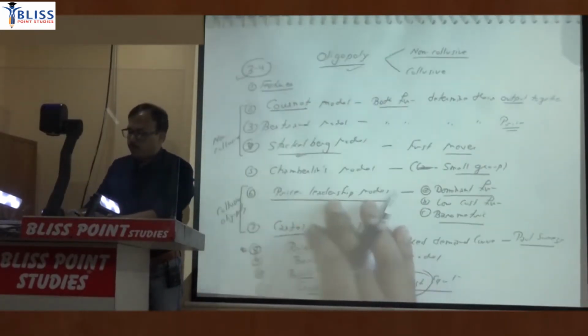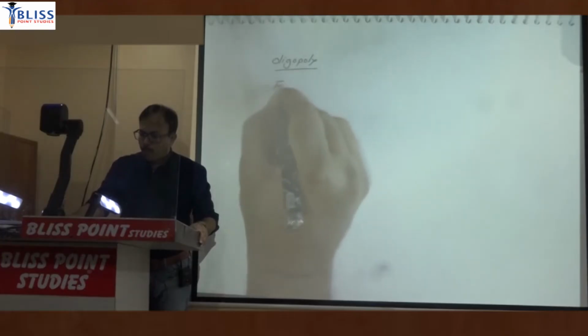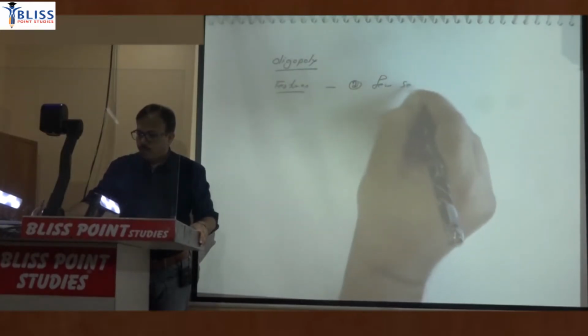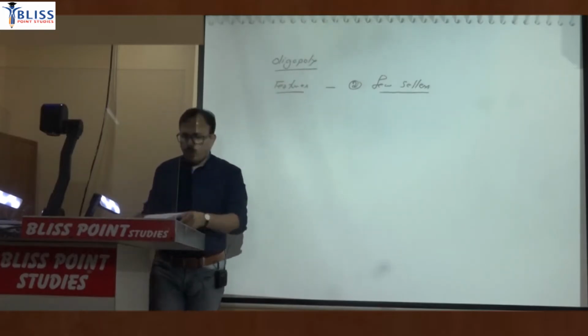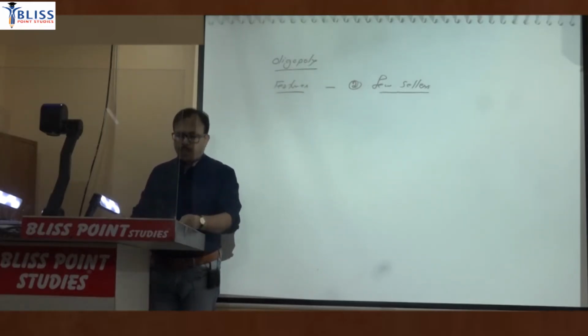Okay, now we are starting with oligopoly. First, few sellers. Write: oligopoly market is characterized by presence of few big sellers in the market.